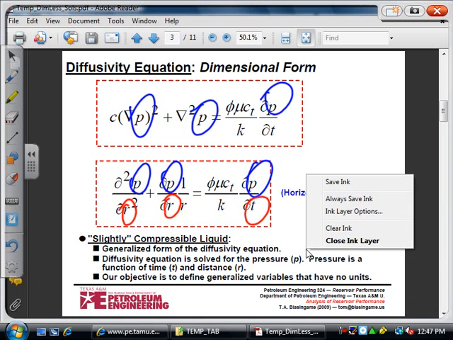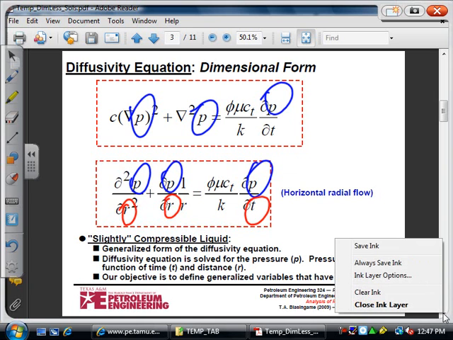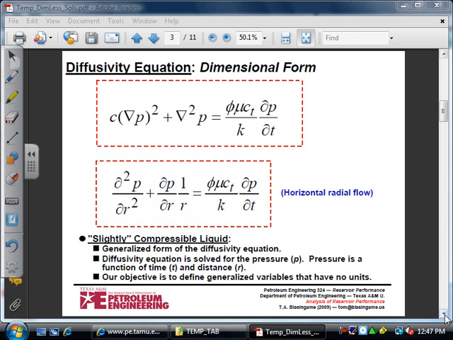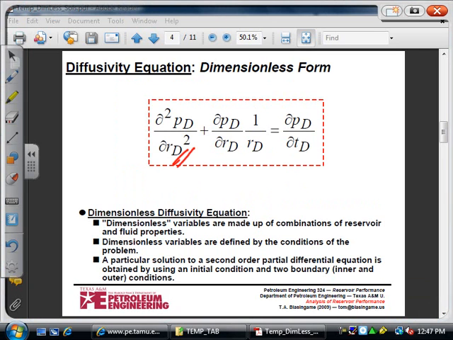Okay, but before that, how do we do that? Do you have any idea how to define the dimensionless variables? Okay, since there is no answer, this is the diffusivity equation in dimensionless form. And then if you look at the variables, RD and TD. So how do you define RD first?